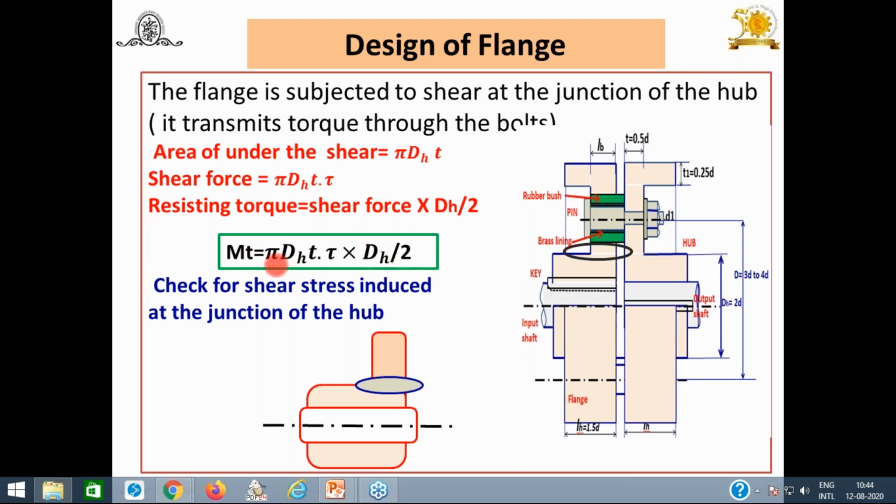Simple expression. By using this expression, what we have to do? You have to find out this tau. Try to understand. That means the shear stress induced at the junction of the hub and the flange. So you can use this expression and find out the shear stress induced at the junction of the hub. And this induced shear stress should be less than the permissible shear stress for the flange material. By using this expression, find out this tau, and this tau should be less than the permissible shear stress for the flange material.